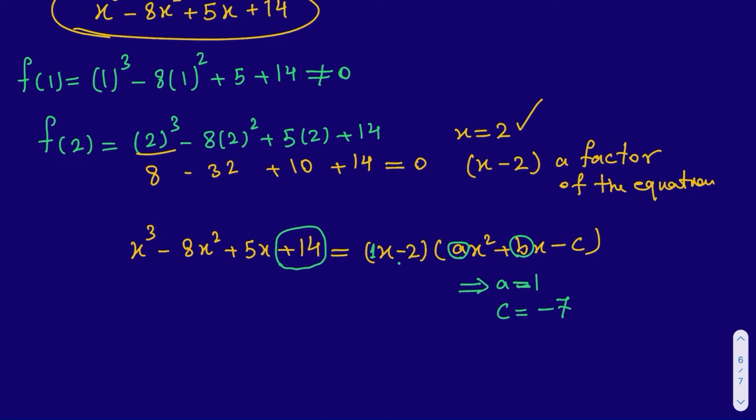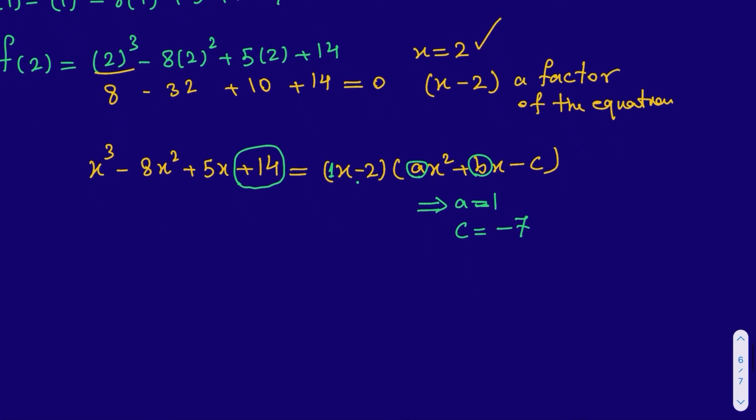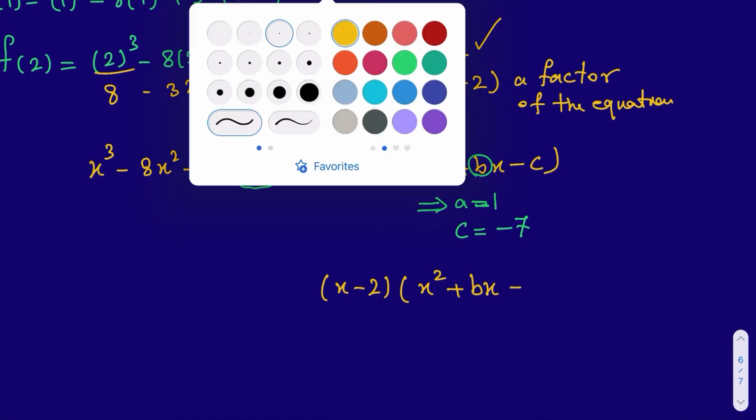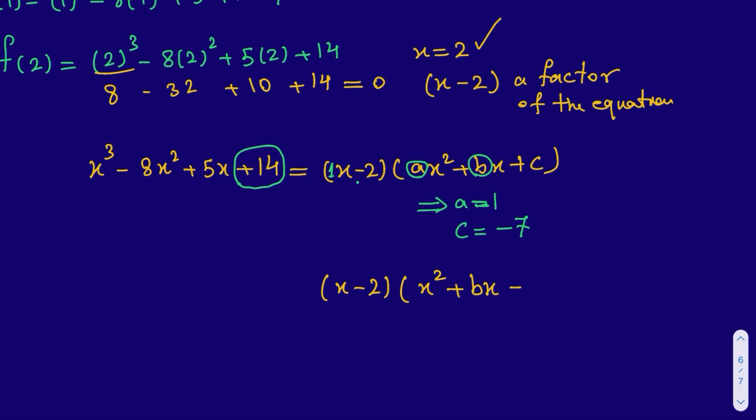Let's rewrite, and then let's substitute them and rewrite the equation below, okay? And we are getting ready to take the second step. So we have found that x minus 2 must be multiplied by x to the power of 2 plus b, I will leave b unknown, and minus 7. Okay, all right.